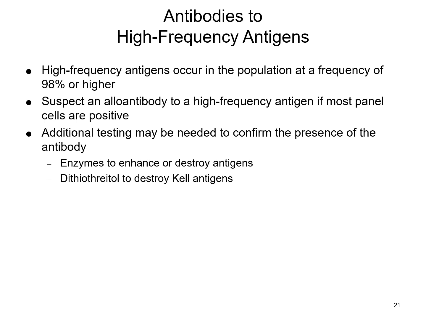Basically, if you run a panel and every cell is positive, then you're going to hit freak out mode, because you're like, okay, is it an antibody to a high frequency antigen? Is it something else? Like, what exactly is going on? You're trying to piece that together and figure out what's going on. So some testing that can be done to confirm that you have that antibody present would be to use enzymes to either enhance or destroy those antibodies. And then, of course, you have some reagents that will destroy those Kell antigens.